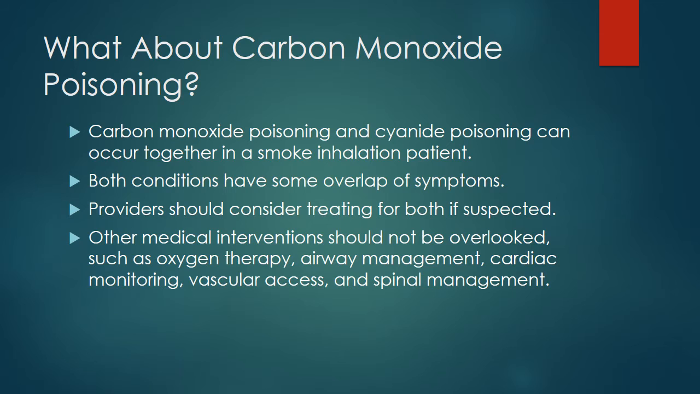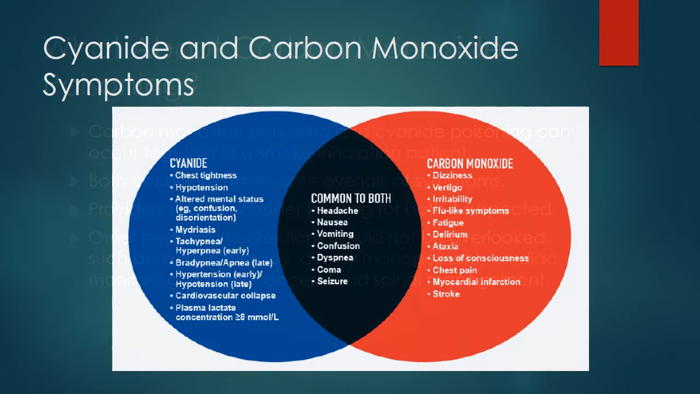Other medical interventions should not be overlooked, such as oxygen therapy, airway management, cardiac monitoring, vascular access, and spinal management. Here we have a Venn diagram showing the symptoms seen with cyanide poisoning and those seen with carbon monoxide poisoning, as well as the symptoms common to both, such as headache, nausea, vomiting, confusion, dyspnea, coma, and seizure.